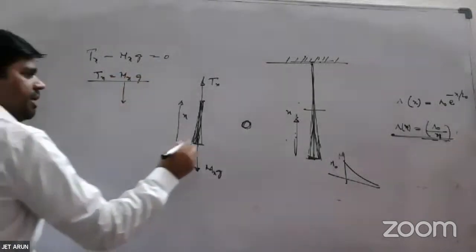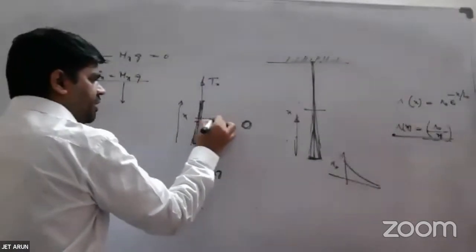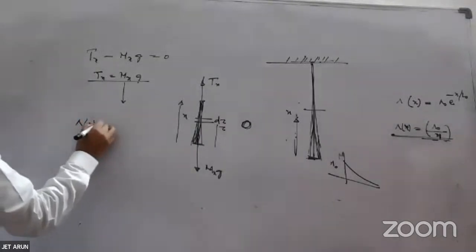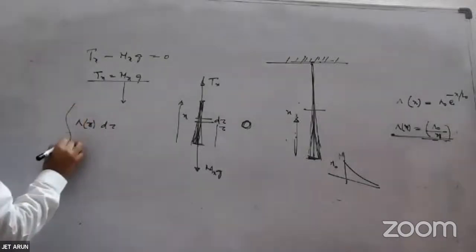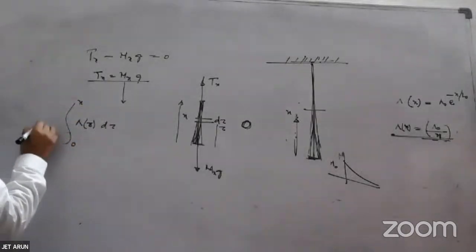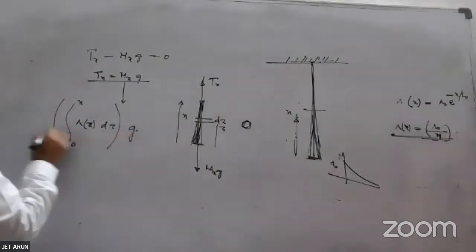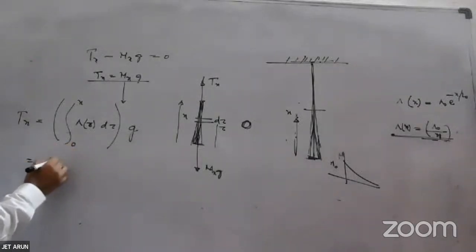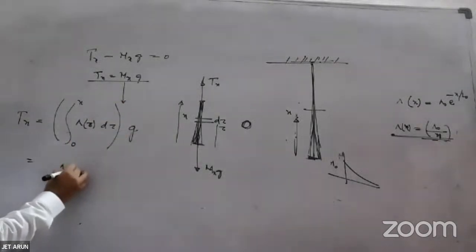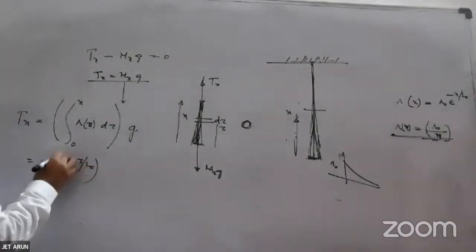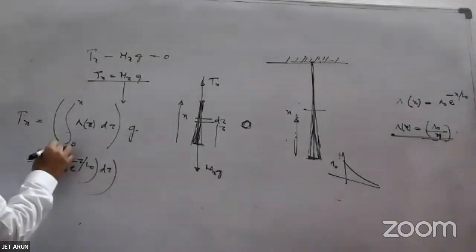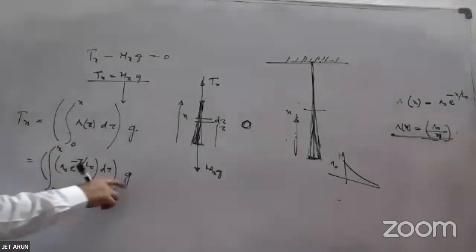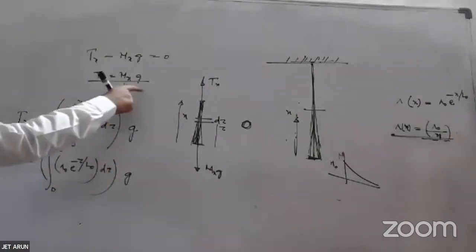How do I find mx? At a distance of tau, I consider d tau. So lambda of tau d tau, I integrate this from 0 to x into g, is my tension, Tx, which is nothing but lambda of tau, which is lambda naught into e power minus tau by L naught d tau. I integrate this from 0 to x into g, mx into g.